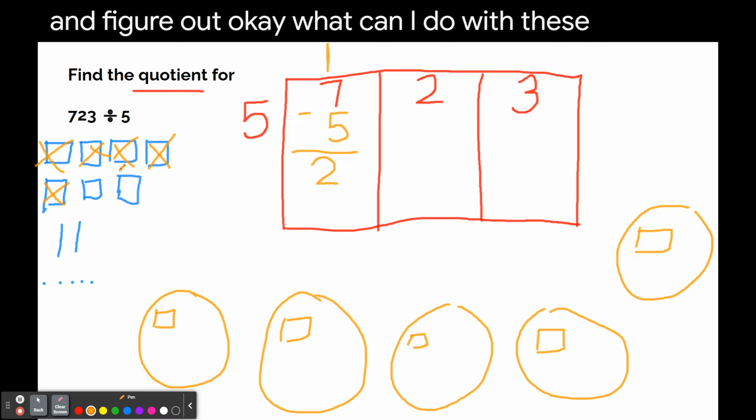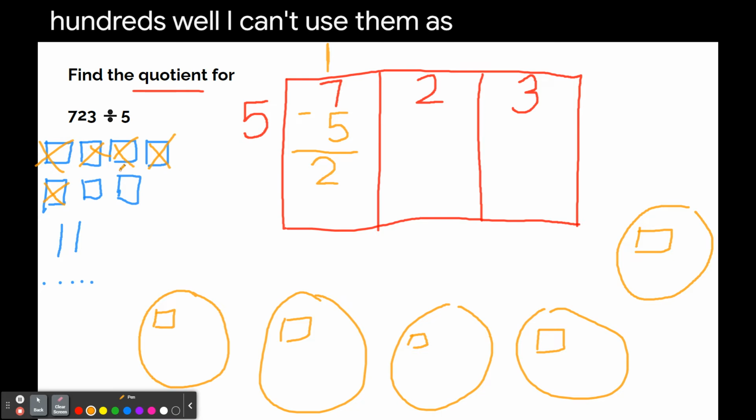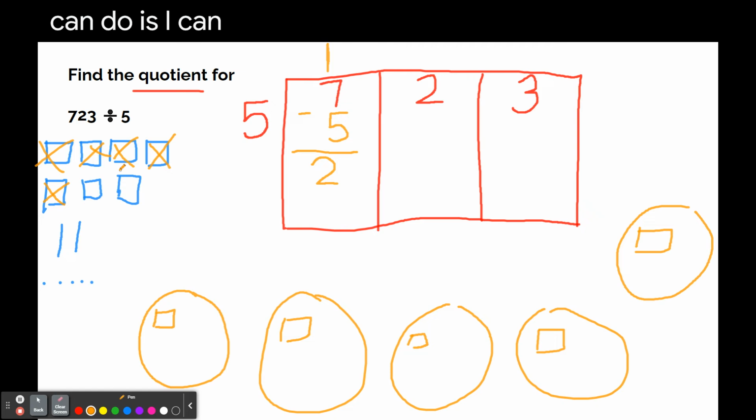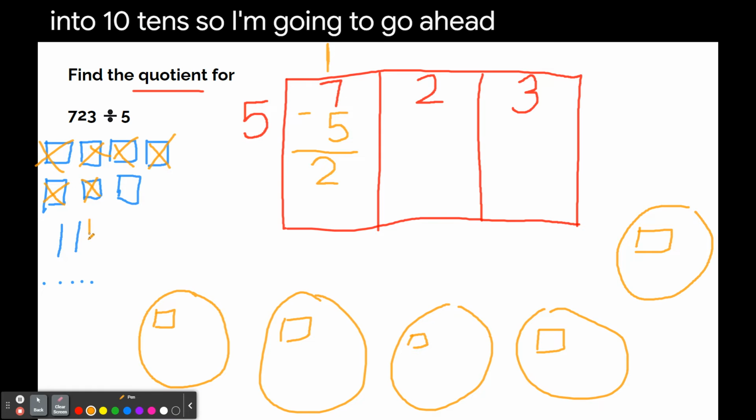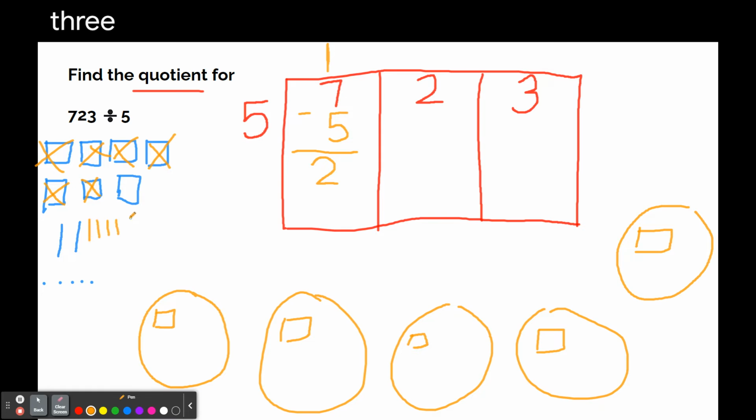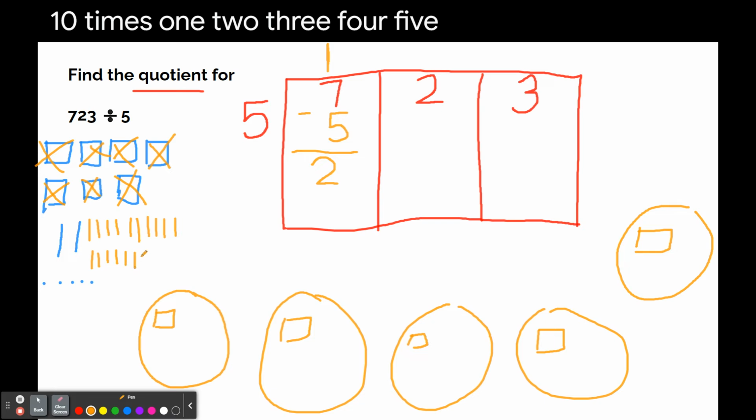with these 200s. Well, I can't use them as hundreds, but what I can do is break them into 10 tens because I know that 100 is equal to 10 tens. So I'm going to break this 100 into 10 tens. 1, 2, 3, 4, 5, 6, 7, 8, 9, 10. And I'm going to break this 100 into 10 tens. 1, 2, 3, 4, 5, 6, 7, 8, 9, 10.